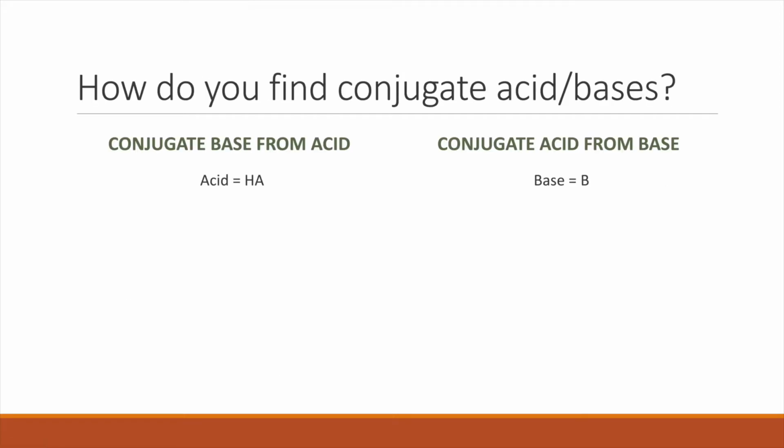Now, how do you find conjugate acid and bases if all you know is what acid and what base you have? You don't have a reaction in front of you, all you have is the coin. How do you know what's on the other side? So to get the conjugate base from the acid, I'm going to use my generic acid, HA. You're going to start by subtracting one hydrogen, subtracting one from the charge. So the conjugate base is A minus.